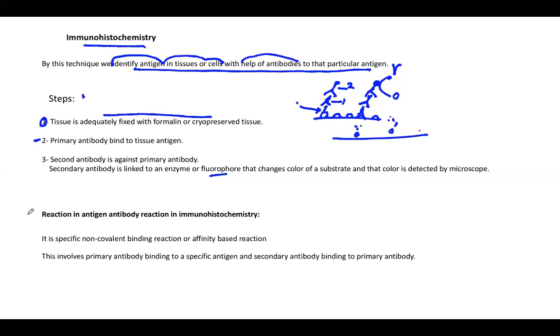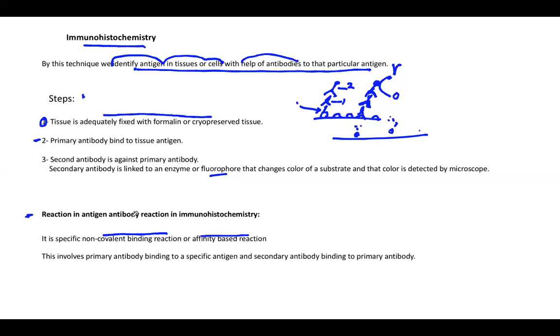So what is this reaction? This reaction is a simple reaction, a non-covalent binding reaction or affinity based reaction. Antigen, and the antibody has affinity to this antigen. So this is an affinity binding reaction or non-covalent. There is no covalent binding, and then the second antibody binds to it, and then we detect it.